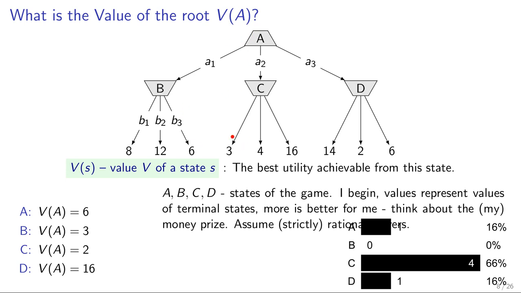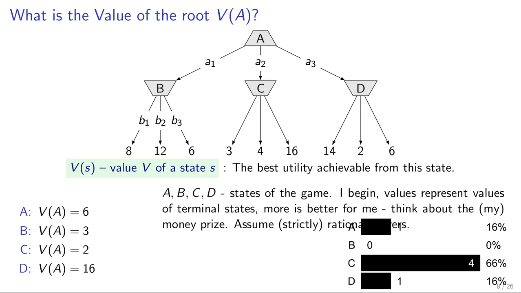If I went here, then he could get a 3. Here he could get a 2, but I would not go there as the max player. Instead, I would choose to go here, and I would get a 6. So the correct answer is A. Is this clear, or why did you get sort of fooled?